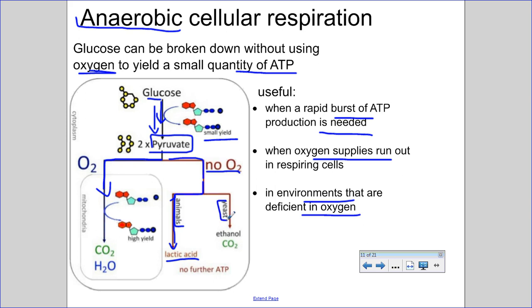In organisms like yeast, a different byproduct is generated in anaerobic cellular respiration. So in the case of yeast, they do not produce lactic acid, but they produce ethanol as well as CO2 as their byproducts. And that ethanol and CO2 has great use for us, or we take advantage of that process of anaerobic respiration.